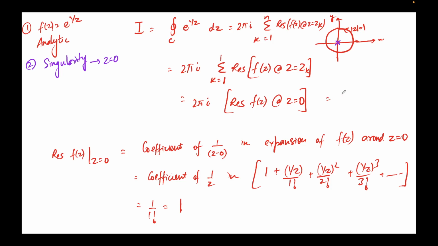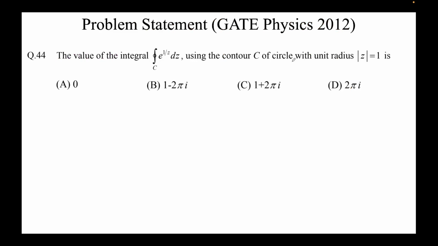So this comes out to be 2 pi i into 1, which is equal to 2 pi i. So we have evaluated the value of this integral. Let's get back to the question: we have obtained that the value of the integral was 2 pi i. So option D matches, and this is the correct option.